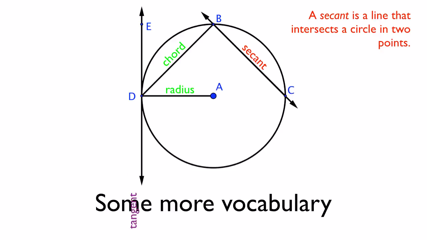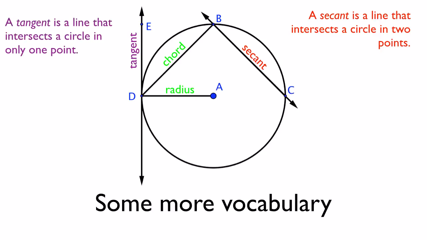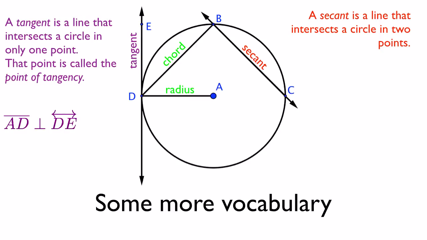Now look at line DE. That's called a tangent line. And a tangent is a line that intersects the circle in only 1 point. Right? A secant is 2 points, and a tangent is 1 point. So that point is called the point of tangency. One thing about the point of tangency is that the tangent and the radius are always going to be perpendicular, which means angle ADE is 90 degrees.